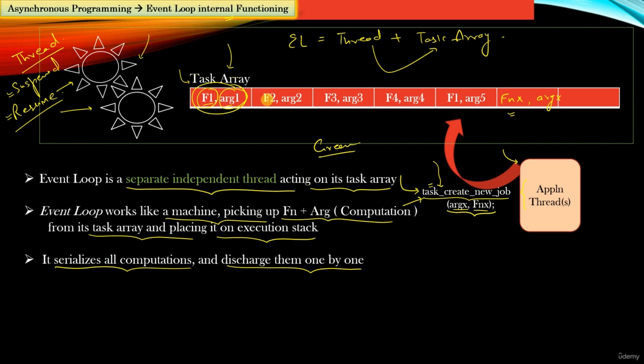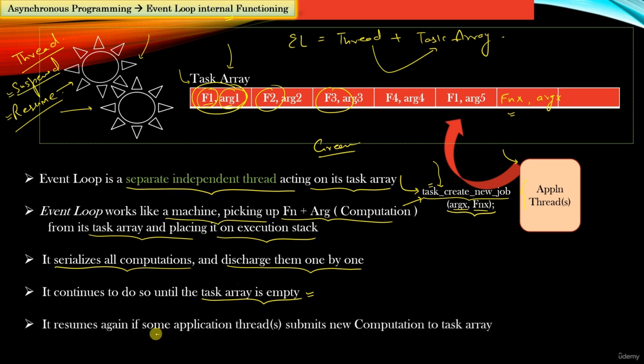The event loop thread will pick up the function f2 and fire it. Then after that, it will pick up the function f3 and fire it. It will keep on doing that until the task array is exhausted. Once the task array is completely empty, the event loop thread goes into the suspension state. It continues to be in the suspension state until the application queues up a new computation into the task array again. So the event loop resumes if some application thread submits a new computation to the task array.